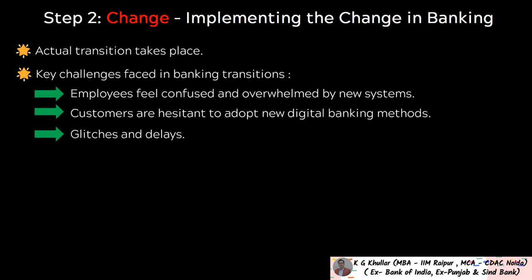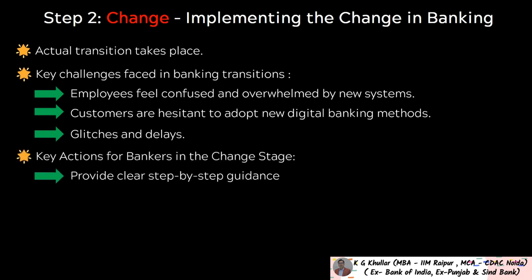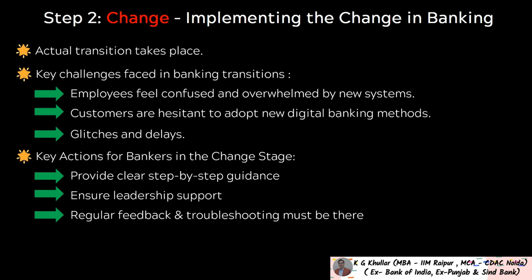So, what are the key actions for bankers in this stage? First is to provide clear step-by-step guidance. Friends, here employees must receive hands-on training to handle new processes. Then second is to ensure leadership support. Here senior management must monitor and guide branch staff to prevent confusion. And lastly, regular feedback and troubleshooting must be there. That is, constant support must be available to resolve any issues.